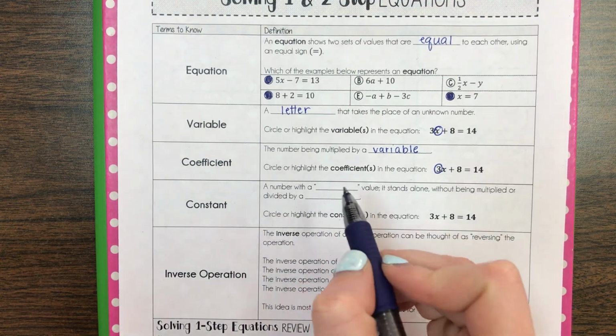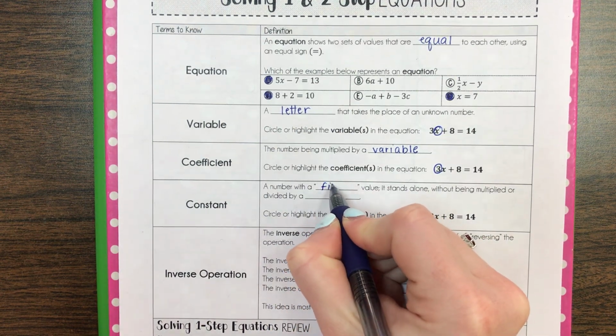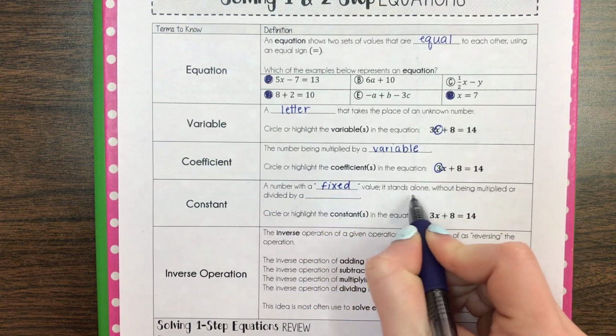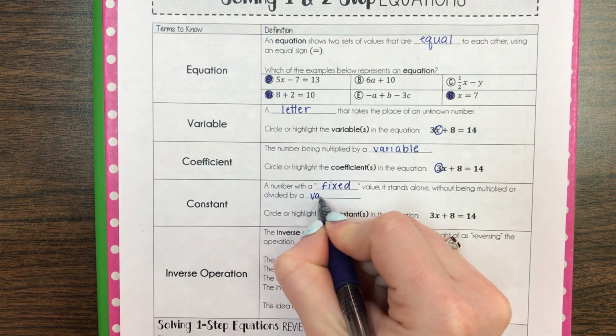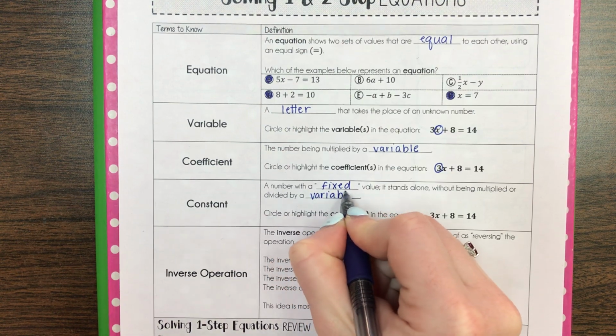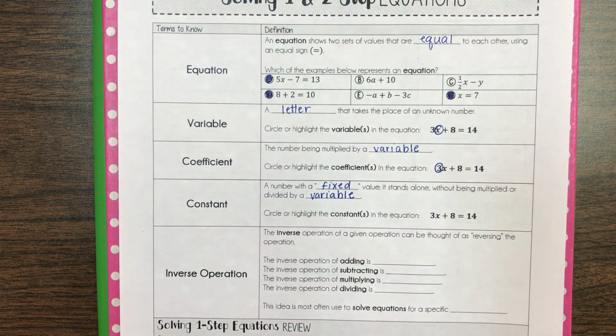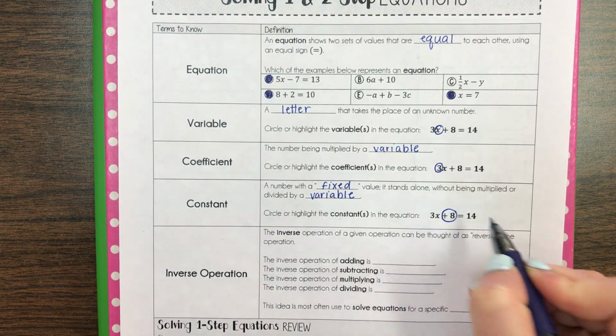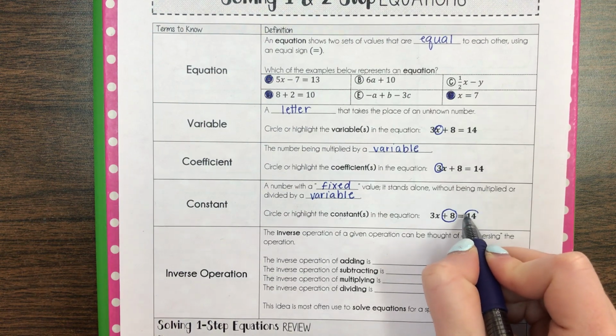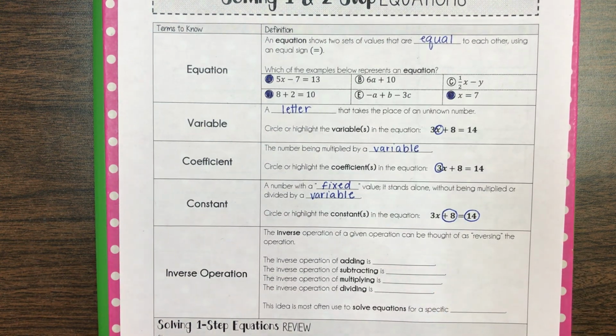Then we have a constant, so that is a number with a fixed value. So it stands alone without being multiplied or divided by a variable. So it is just hanging out by itself. So if we look at this example, we have this positive 8, that plus 8, and then we also have 14. Those are both constants.